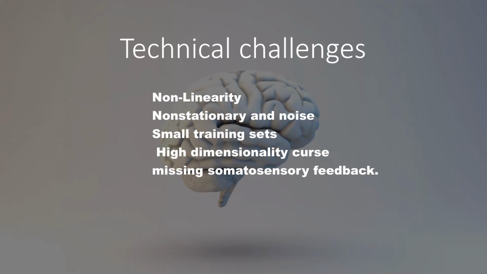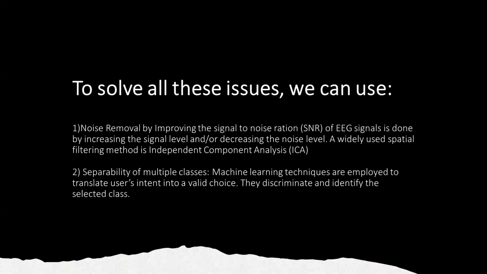It is a widely used evaluation metric for brain-computer interface systems. It depends on the number of choices and the accuracy of target detection. The last one is technical challenges. There are issues related to the recorded electrophysiological properties of the brain signal, which include nonlinearity, non-stationarity, and noise. We can solve these problems by adding noise removal and by improving the signal-to-noise ratio of EEG. The second one is separability of multiple classes. Machine learning techniques are employed to translate user intent into valid choices.